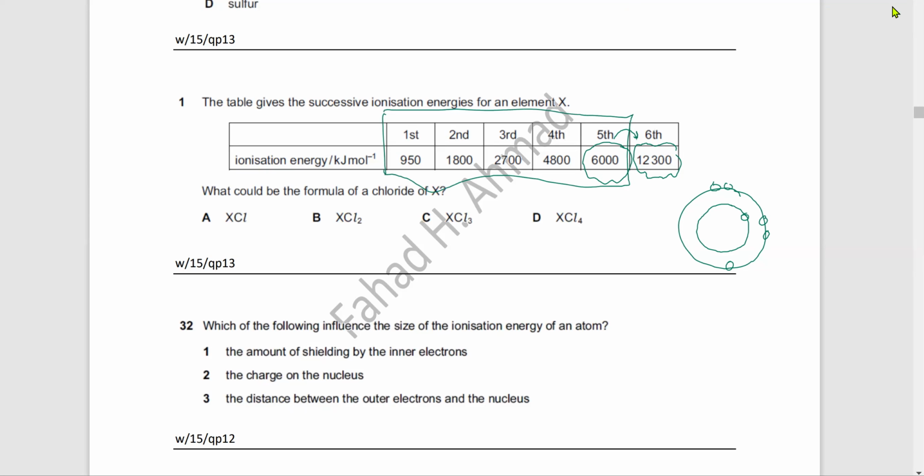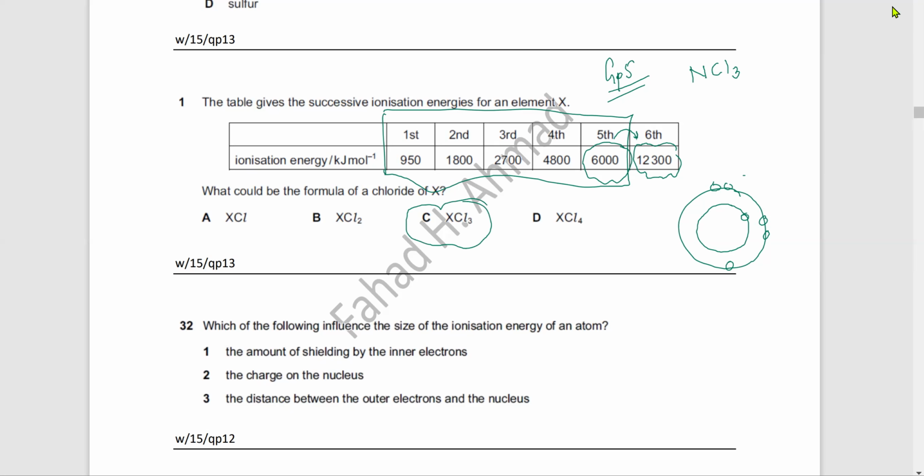And if it has 5 electrons in the outermost shell, that means it's in group 5. And how many bonds does a group 5 element form? Group 5 needs 3 electrons, so it forms 3 bonds. So if it's nitrogen, bonding with Cl, it's going to be NCl3. So this is going to be the formula of the chloride of X.